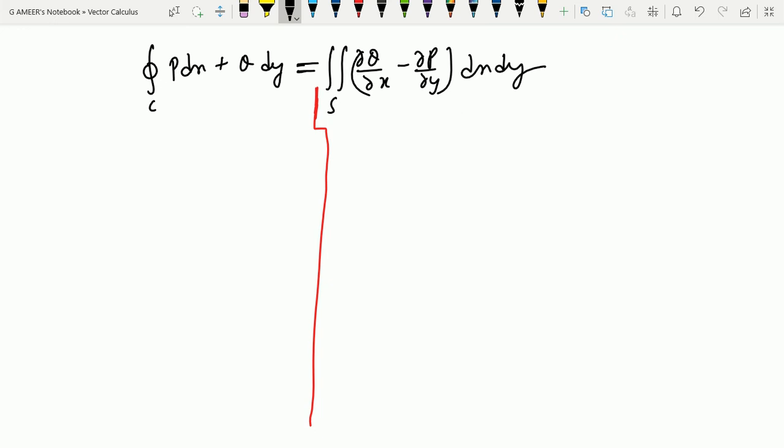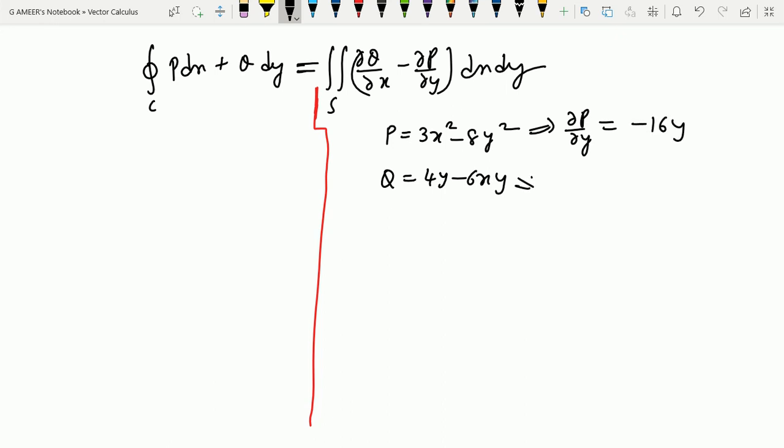So here, what is P and what is Q? They have given P is equal to 3x square minus 8y square. Then Q they have given as 4y minus 6xy. Immediately I require from here dou P by dou y. Taking partial differentiation with respect to y, I will get minus 16y. Then dou Q by dou x, partial differentiation with respect to x, I will get minus 6y. Now you substitute here and simplify. Then the surface integration of dou Q by dou x, that is minus 6y, then here minus of minus 16y, plus 16y.